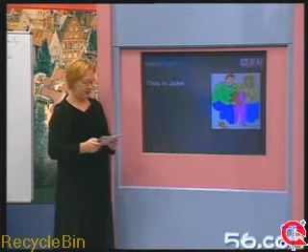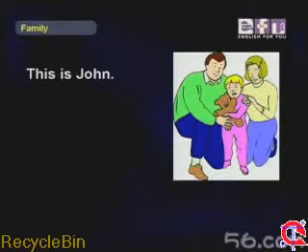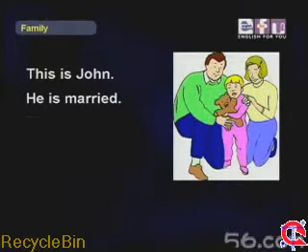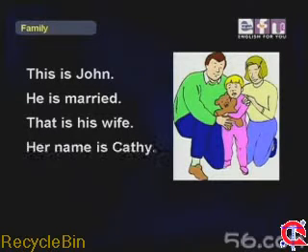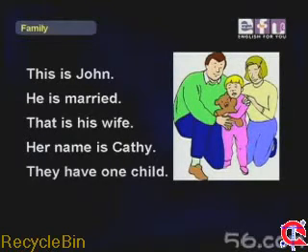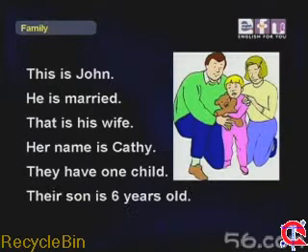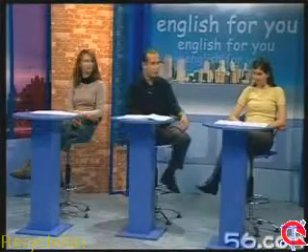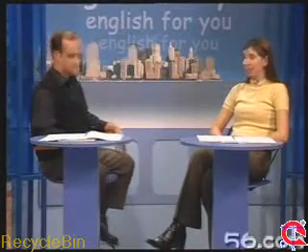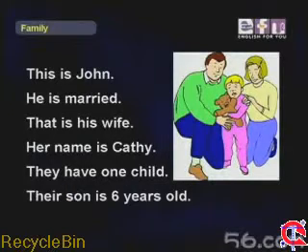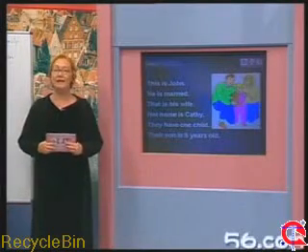Okay, now here is another picture. And here is the information about it. This is John. He is married. That is his wife. Her name is Kathy. They have one child. Their son is 6 years old. Okay, now, again, you make questions and answers. Ali, you ask Isabel. Isabel, is John married? Yes, he is. Who is Kathy? She is his wife. How old is their child? Their son is 6 years old. Very good.